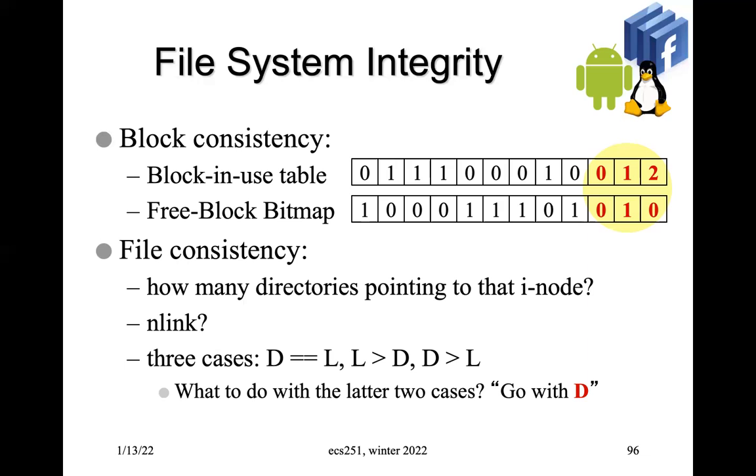L greater than D. Is more dangerous or less dangerous? I think it's more dangerous because if there is a link and there is no directory entry, it might be that we might have lost access to that data overall. Anybody else have a different thought or a similar idea?